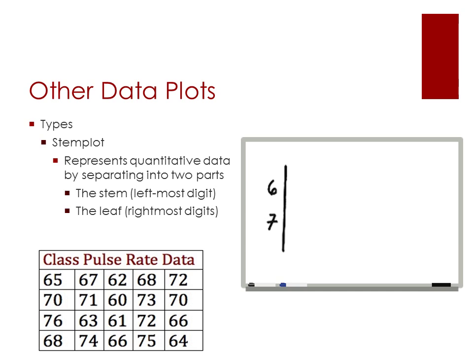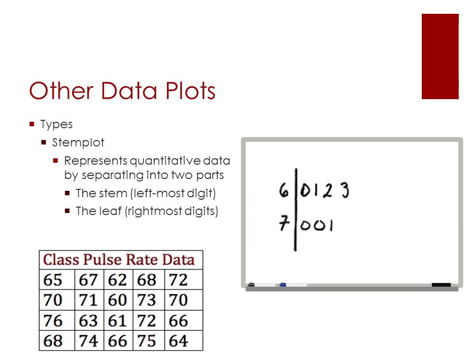And then over to the right, it's going to be the leaf component, which is where we put the rightmost digits. So let's take a look at an example of this. Here we've only got two components of the stem, a 6 and a 7. All of our class pulse rate data fall within these two.